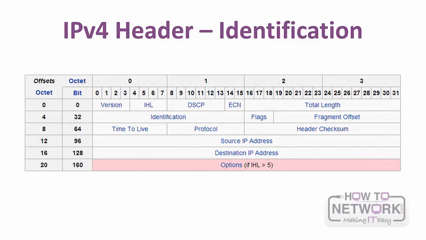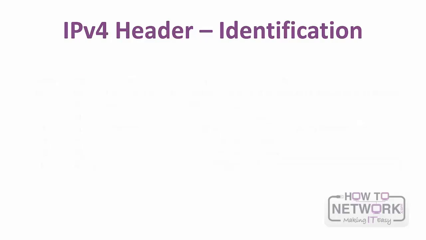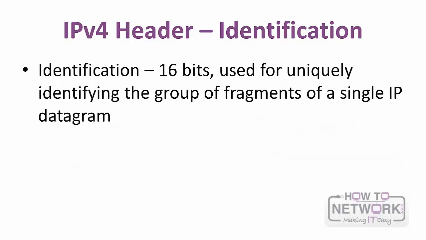Identification, 16 bits. Most messages sent over the network consist of many packets. Each packet within the message has a unique value using the identification field. When a packet needs to be fragmented into two or more packets, this identification field is common in all the fragmented packets to help the receiver to reassemble these fragments.